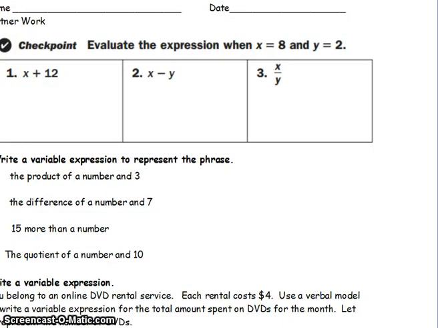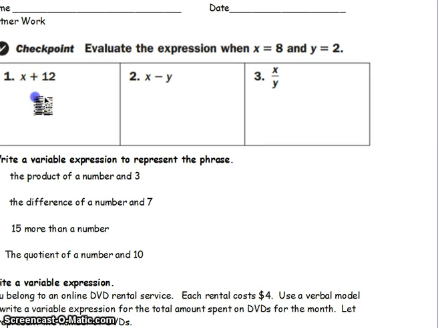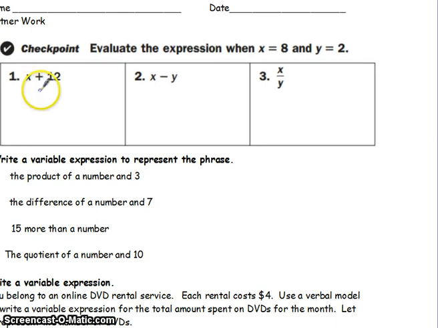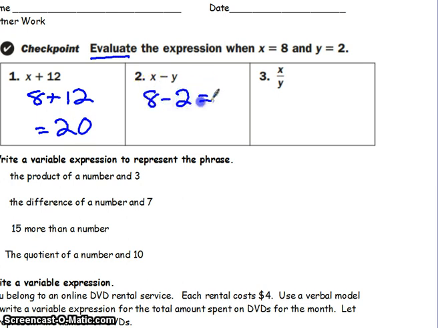And these are the examples we should have worked on in class today. Just to review them quickly for you, look at number 1. We're just going to evaluate the expression when x equals 8, y equals 2. There's no y in the first problem. It just says x plus 12. So we're just going to write 8 plus 12, and we're going to solve that because it says evaluate. That's going to equal 20 for your first box. x minus y, that's 8 minus 2, and we're going to solve it, so that's just equal to 6. x divided by y, we're just going to plug in 8 for x, 2 for y, and that's going to equal 4.